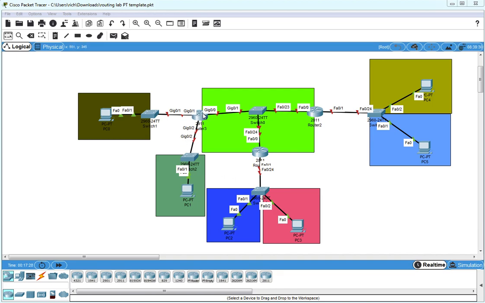For the routers, you're going to need to configure the interfaces to have the IP addresses in the particular subnet you come up with, and then you're going to need to configure a routing protocol. I believe I specified OSPF should be used for that.